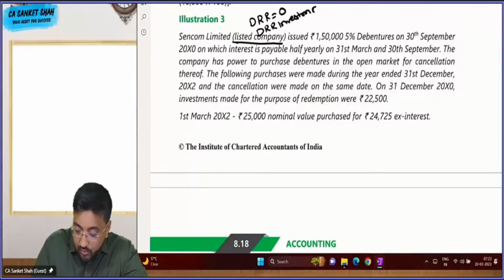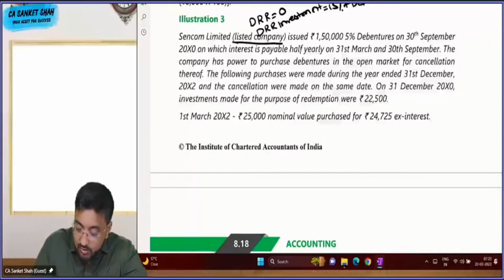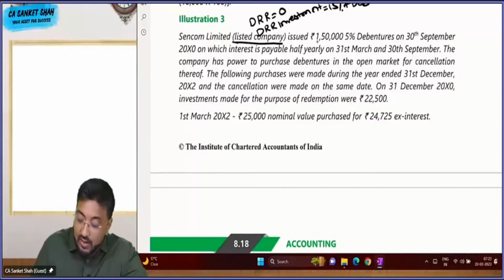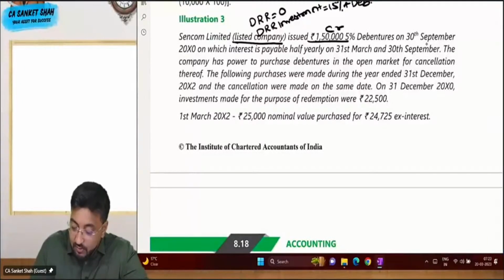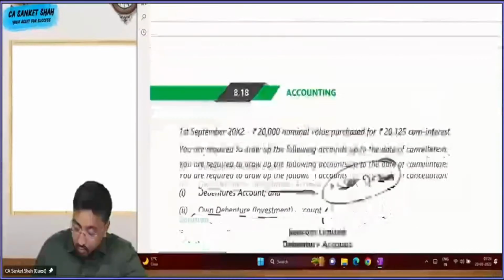You can write over there: 15% of debentures. 15% of debentures issued, 1 lakh rupees, 1,50,000 debentures, credit balance on 30th September 2000, on which interest is payable on 31st March and 30th September. Okay, so beta, here the important point is what is your balance sheet date?